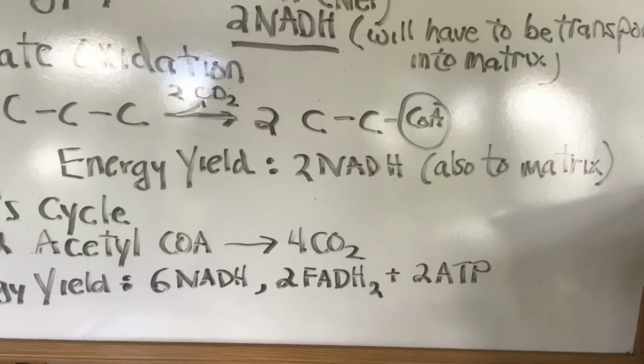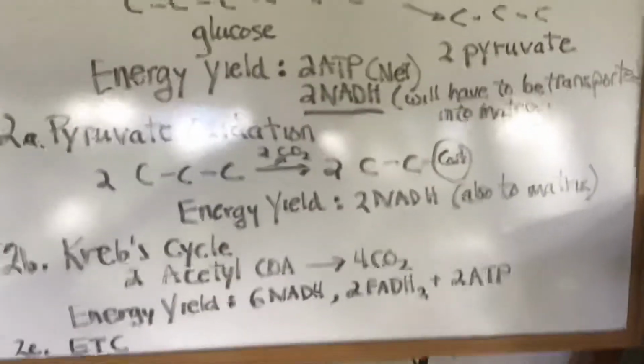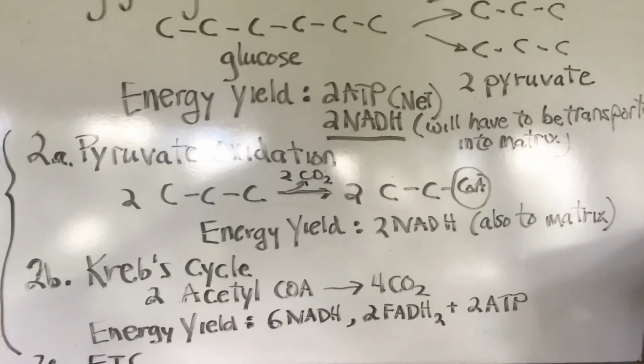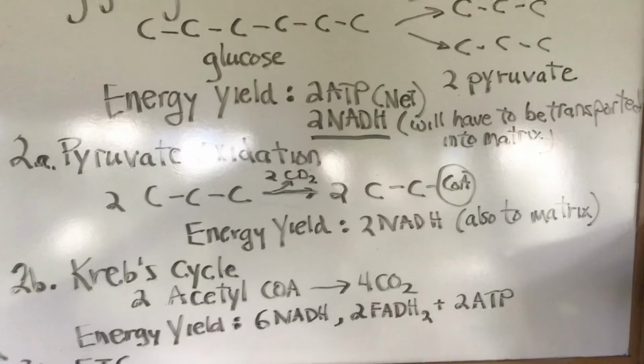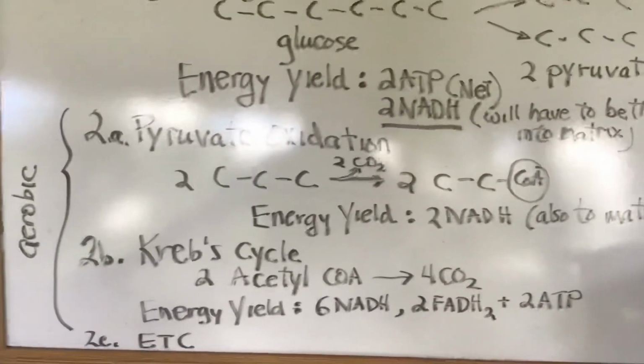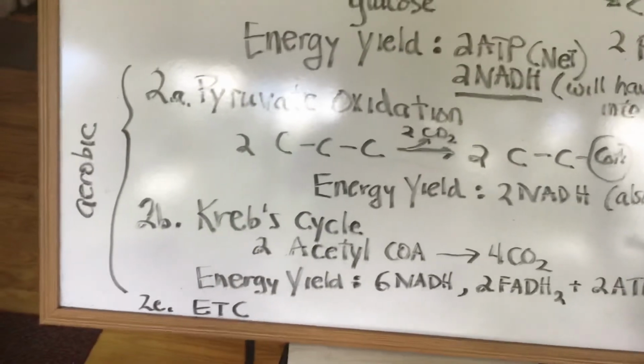Okay. Now what's going to happen, and we are going to talk about this a little bit more, is that I'm going to take these excited electrons on NADH and FADH2, and I'm going to use those electrons in the electron transport chain to make ATP.